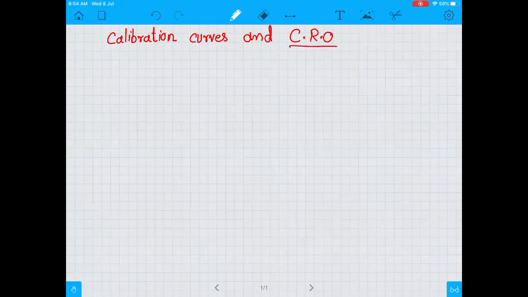CRO. In our syllabus, we only have use of CRO, not its structure or working principle. So we'll only focus on use of CRO. First of all, calibration curves. And before calibration curves, we have to define calibration. And before defining calibration even, we need to define some terms related to calibration.